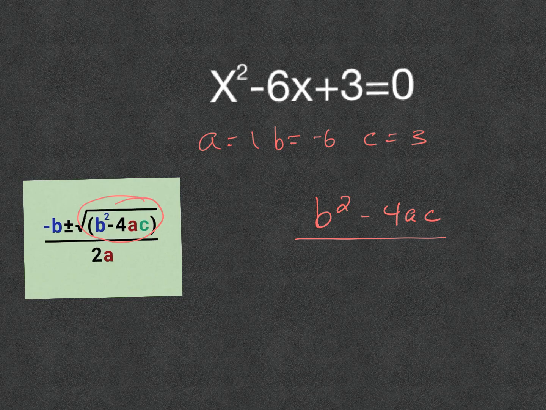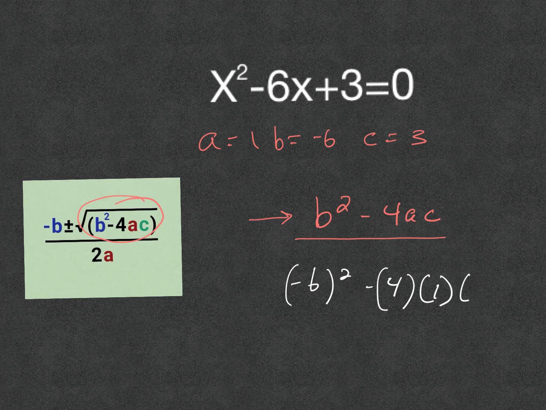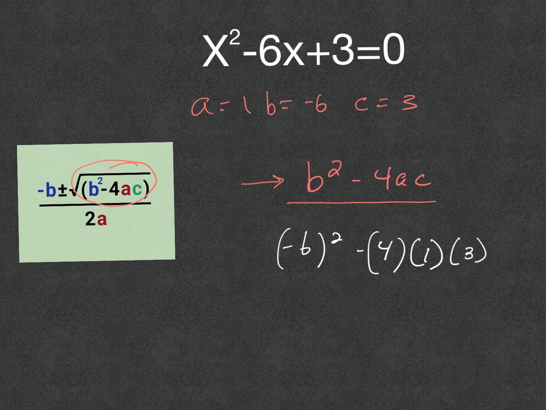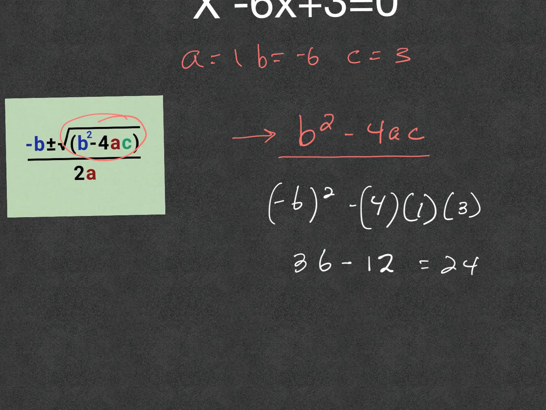That's b squared minus 4ac. I'm going to put the b, the a, and the c into the discriminant. When I do that, I'm going to get -6 squared minus 4 times 1 times 3, since a is 1 and c is 3. And so what I get here is 36 minus 12. Now this is going to be 24. Good, this is a positive number. If the discriminant is more than 0 or equal to 0, we're going to get real answers.